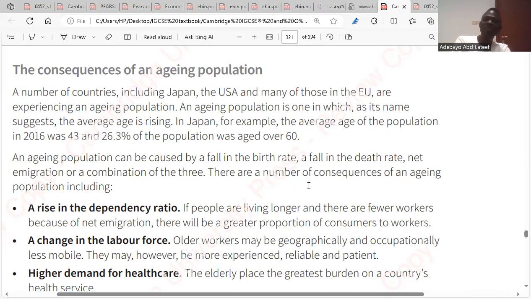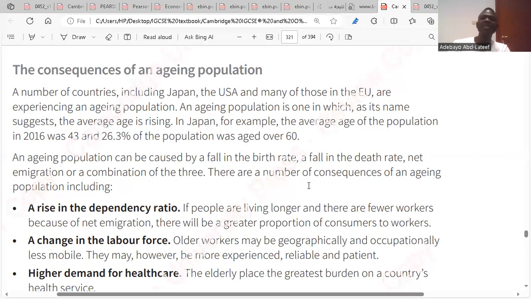There are a number of consequences of an aging population, which include what? So what increases the aging population? When the birth rate is falling in the country, there's an aging population. When the death rate is falling too, there's an aging population. And when the net emigration is also increasing, that means a lot of people are leaving the country. Do you understand? So these are the reasons why there's an aging population in the country. So what are the consequences?